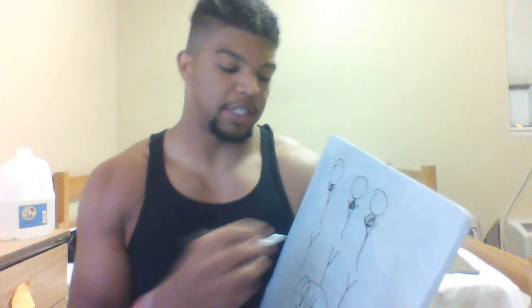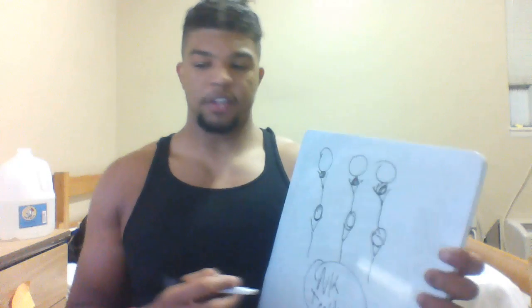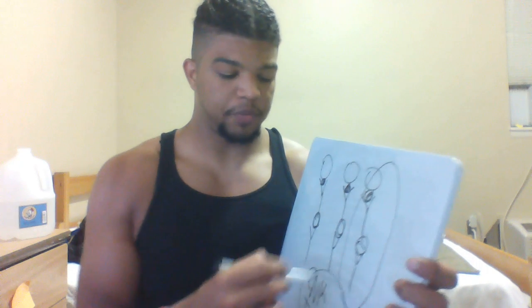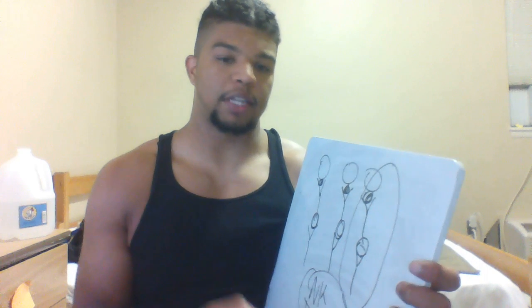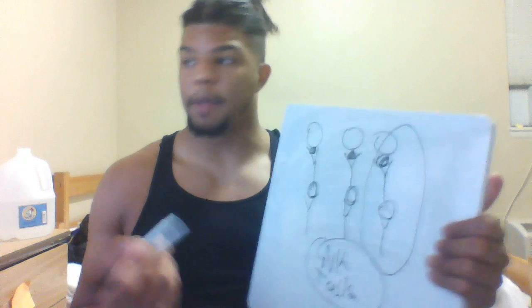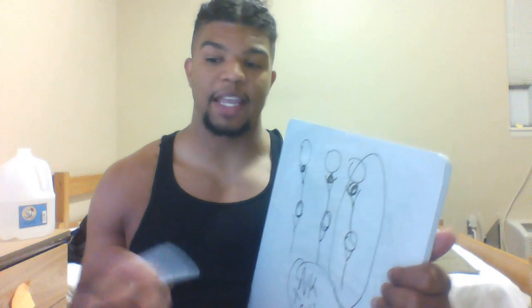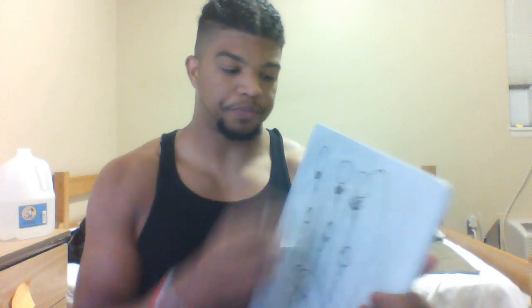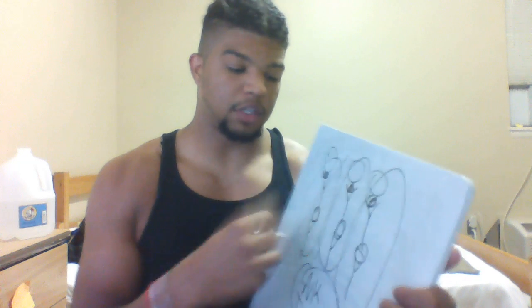Once these end up binding to the natural killer cells, the natural killer cells send a signal for what's called apoptosis. And apoptosis is basically cell-mediated death. So each complex is destroyed through apoptosis.